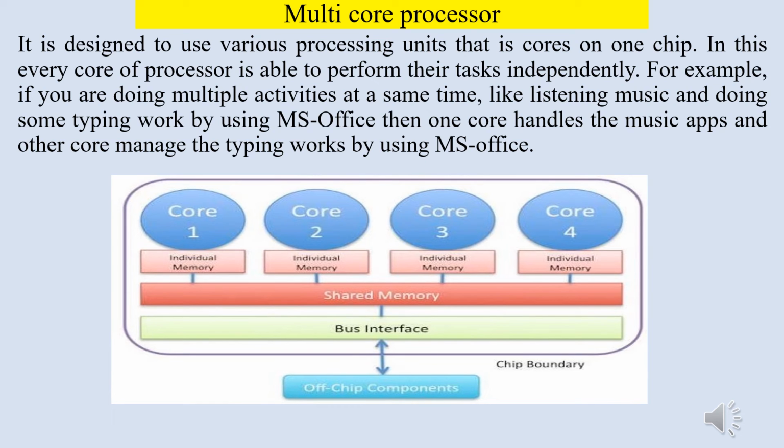For example, if you are doing multiple activities at the same time, like listening to music and doing some typing work using MS Office, then one core handles the music application and another core manages the typing work using MS Office. In the adjacent diagram, you can observe there are 4 different cores. They all have their individual memories and they have a shared memory and they are connected through a bus interface.